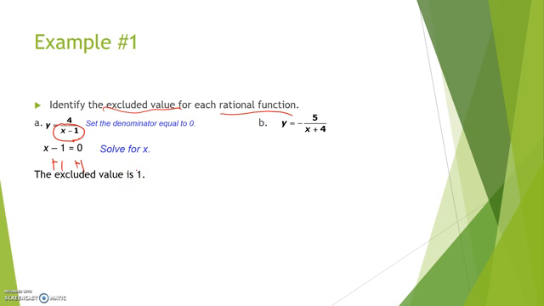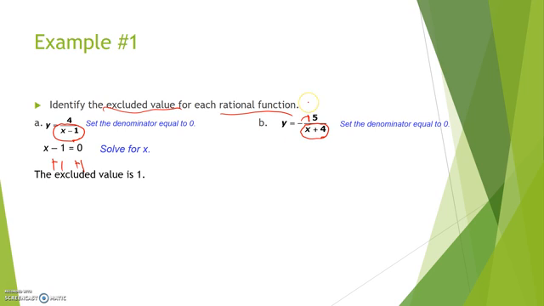So that's for A. For B here, we have y equals negative 5 over x plus 4. Again, we're going to set the denominator equal to 0. Our denominator value is x plus 4. This negative here out in front, that can be paired with the 5, or it could be paired with that negative x plus 4.